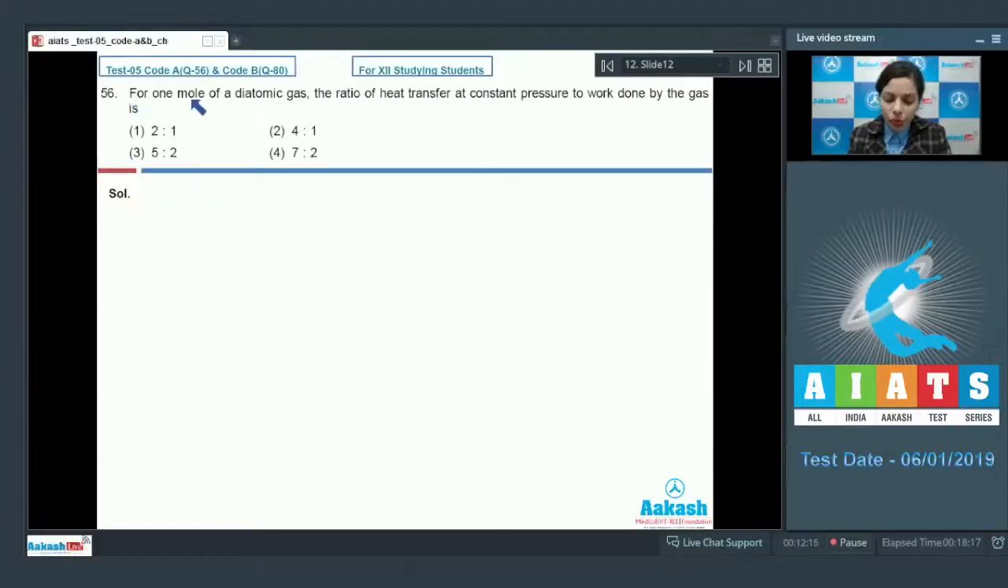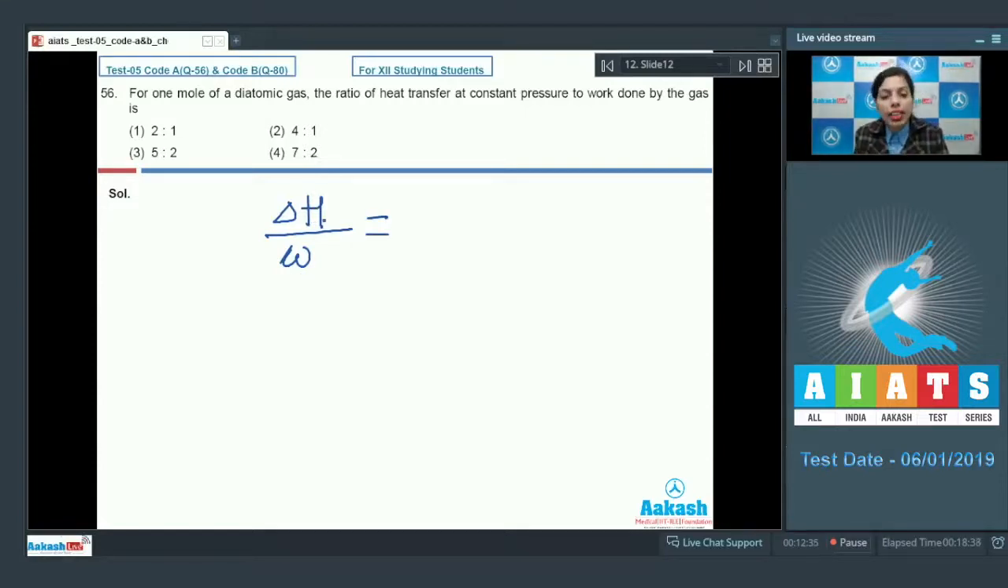Question number 56. For 1 mole of a diatomic gas, the ratio of heat transfer at constant pressure to work done by the gas is. We should know that if we talk about the heat transfer, we'll take enthalpy here. Change in enthalpy we are taking, and that's divided by the work done by the gas. It means we are just going to find out their ratio.